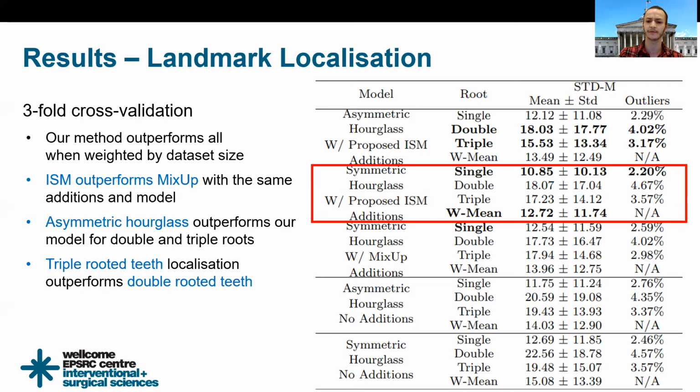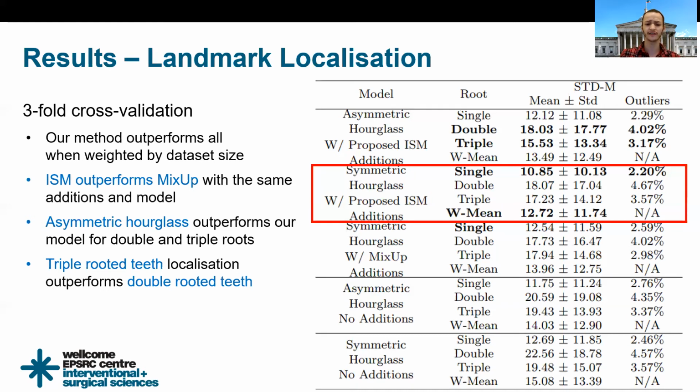You can see this is mainly because our network performs better on the single rooted teeth, whereas the asymmetric hourglass can perform better on the double and triple rooted teeth. And you can also see that ISM has been compared to mixup for the symmetric hourglass, and it shows improvement upon mixup with the same network and the same additions, although we would of course have to do this for more networks and for larger data set sizes to really robustly confirm this.